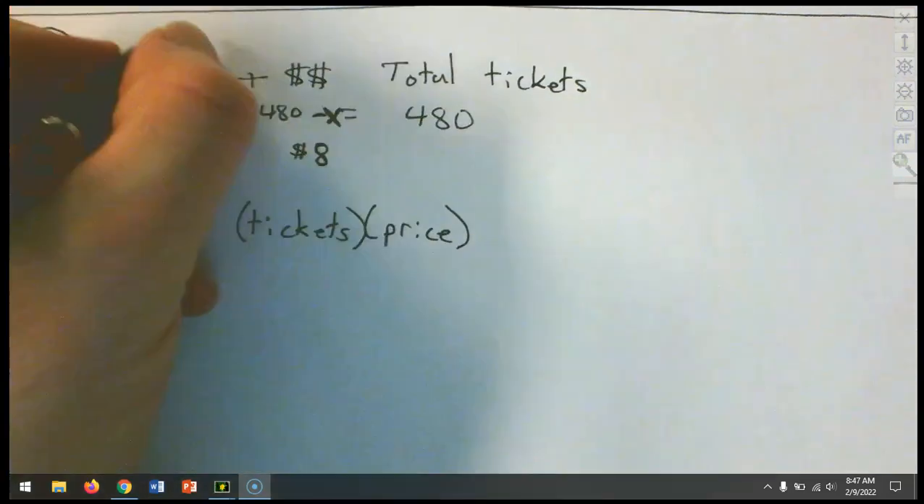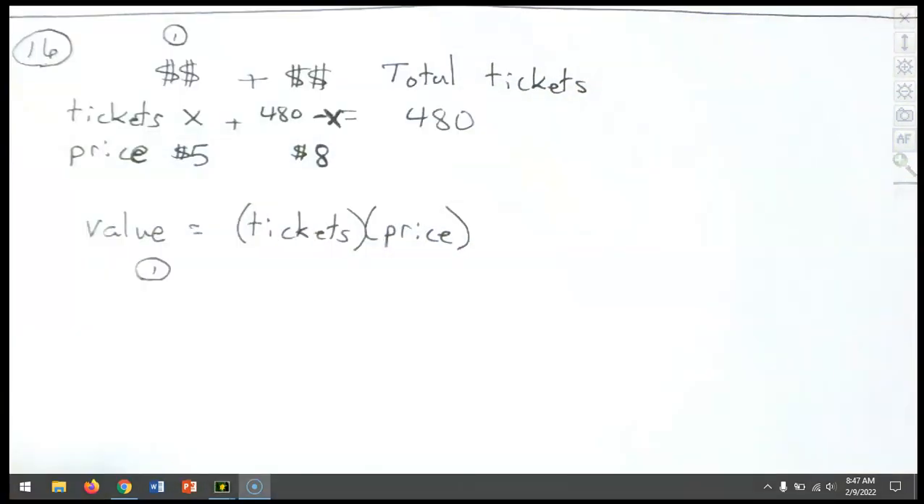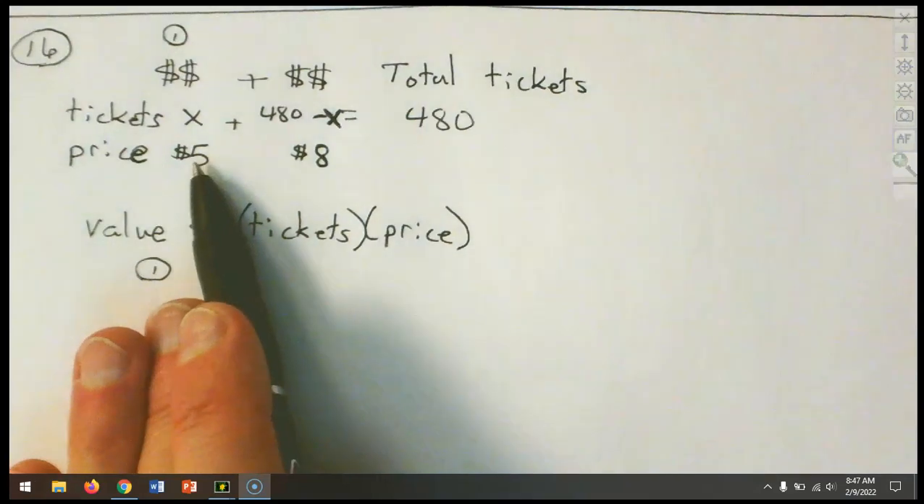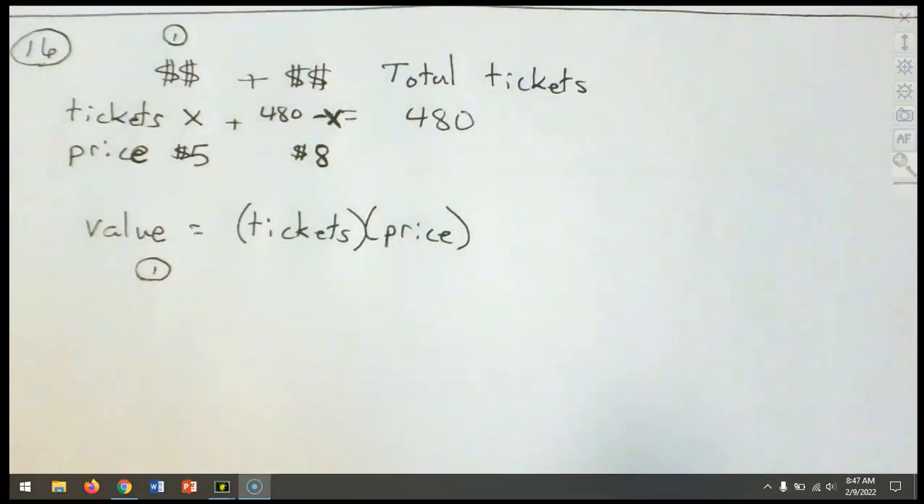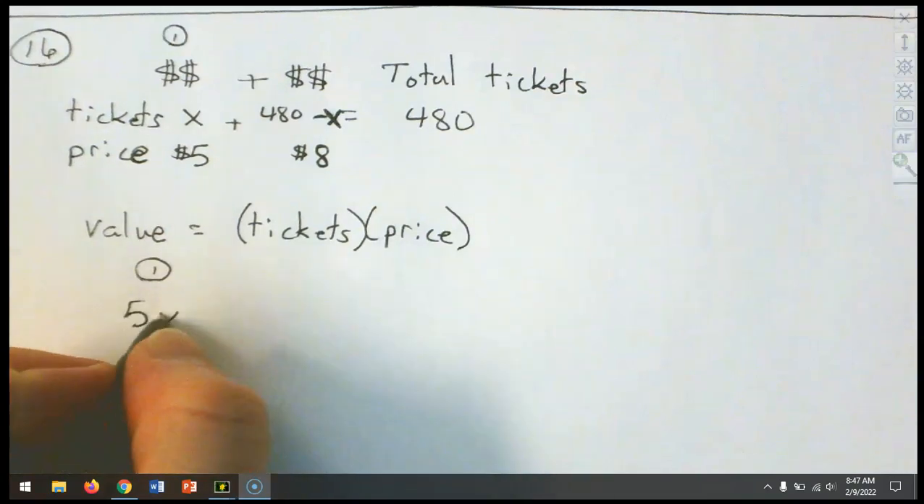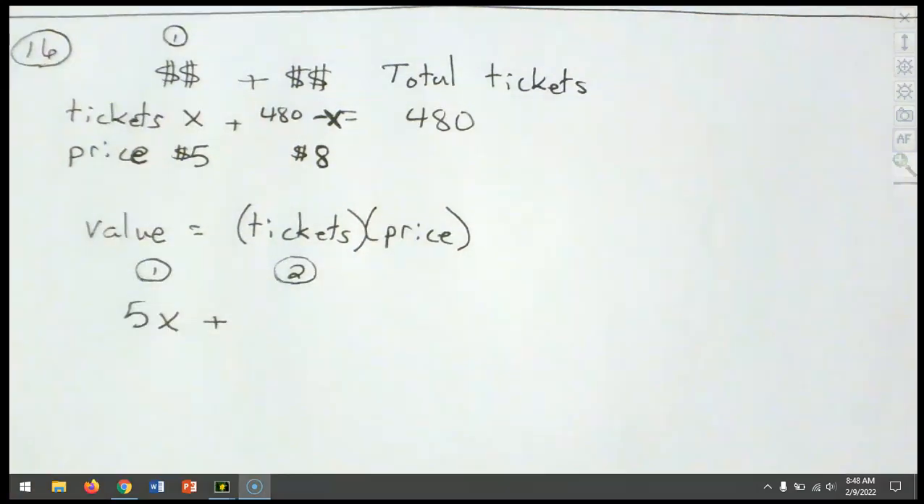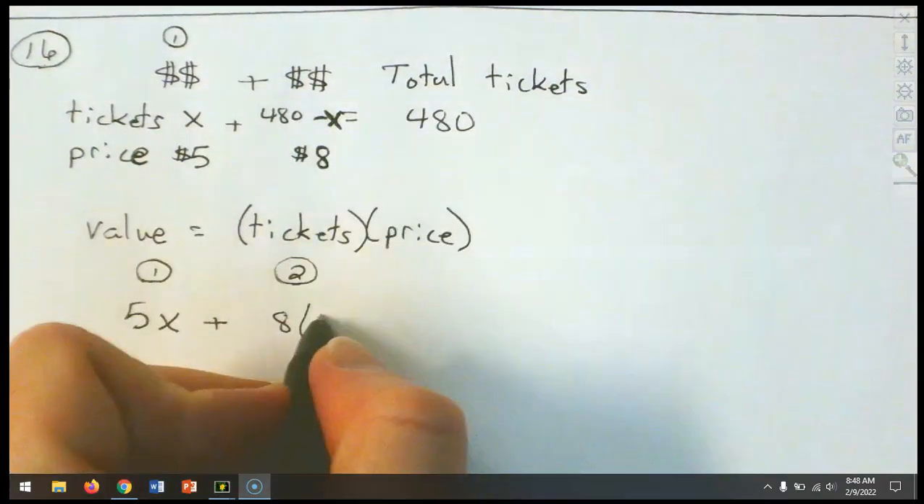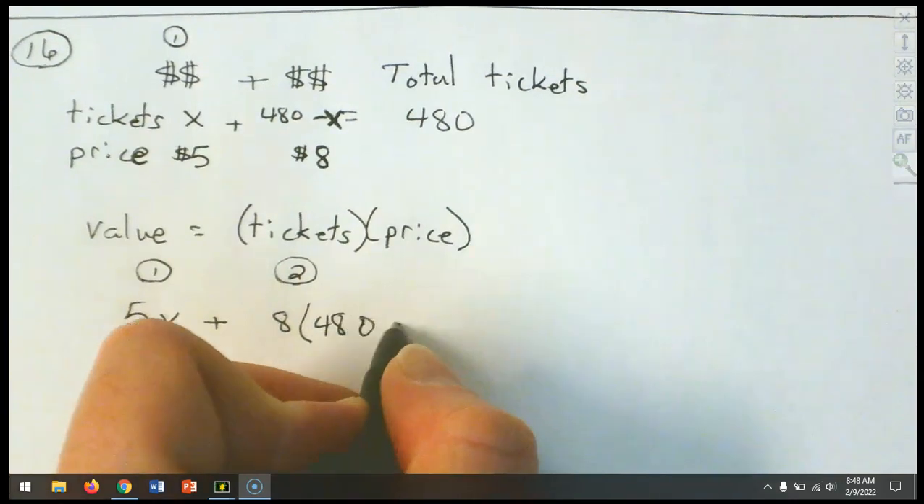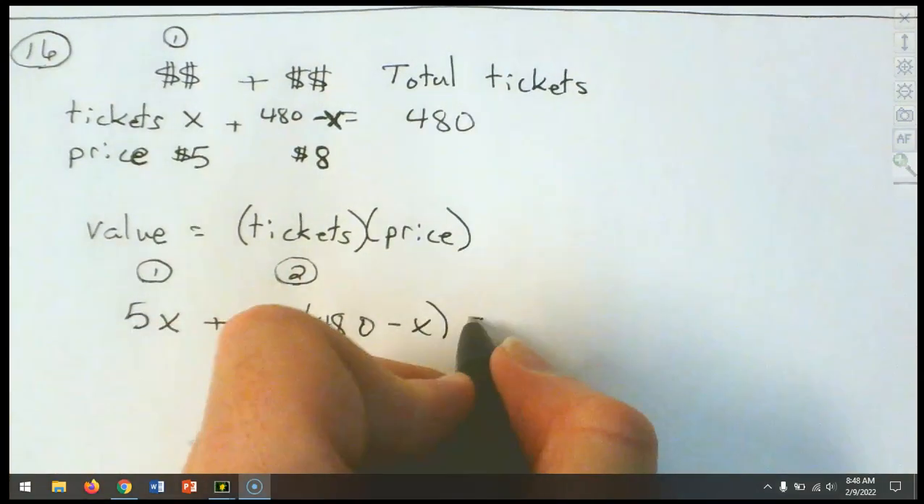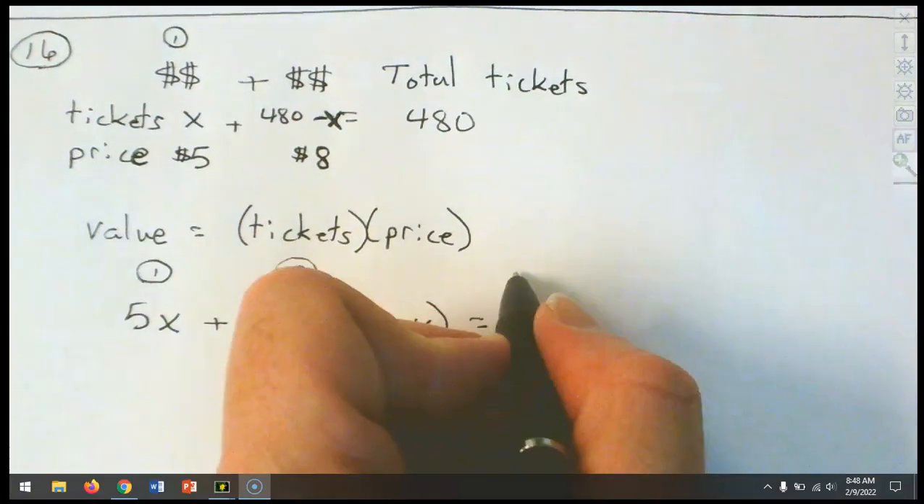So let's go up and look. We'll call this one number 1. And what do we have on our first type of ticket? Well, they're worth $5 a piece. Unknown amount, X, so that is 5X. Okay. Second one, what do we have for it? $8 tickets. And how many of those do we have? 480 minus X.